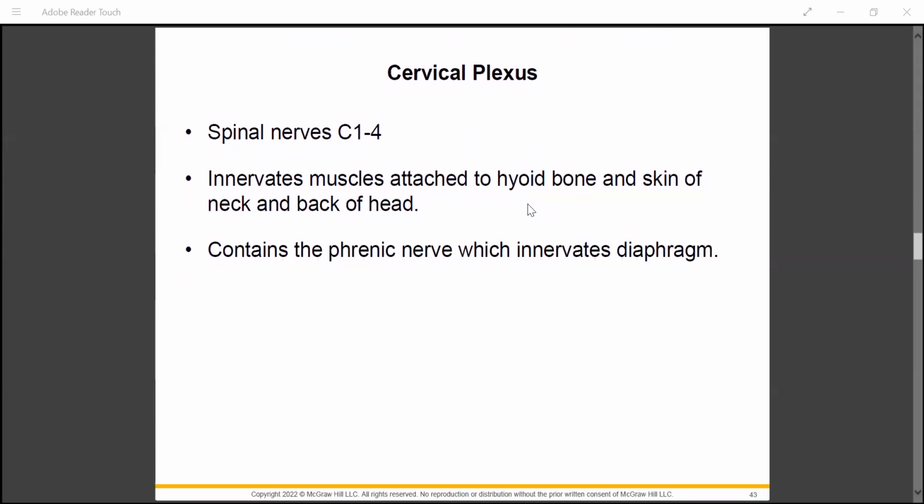You do not need to memorize the levels that make up each plexus, but you should know that the cervical plexus innervates the muscles attached to the hyoid, the back of our necks and our heads, as well as the phrenic nerve. So for each plexus, just know the area that it serves rather than the actual levels that are considered that section of the plexus.